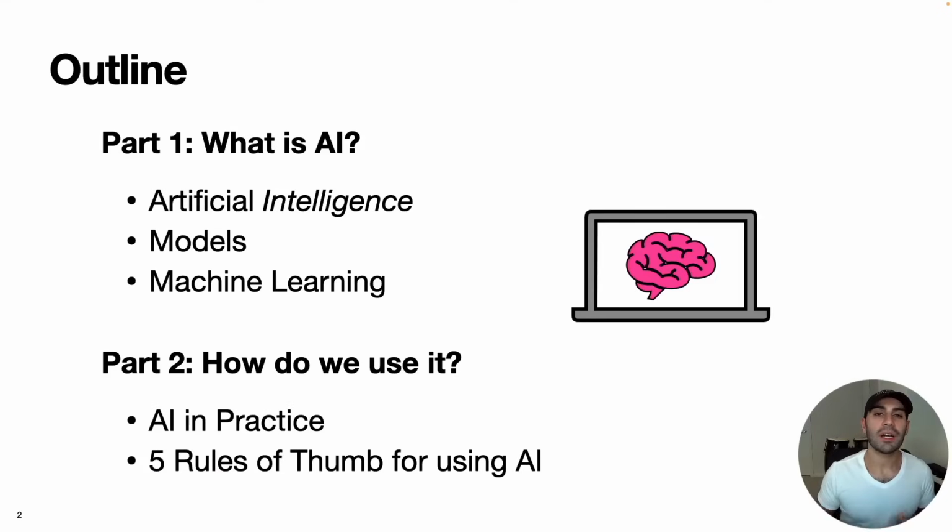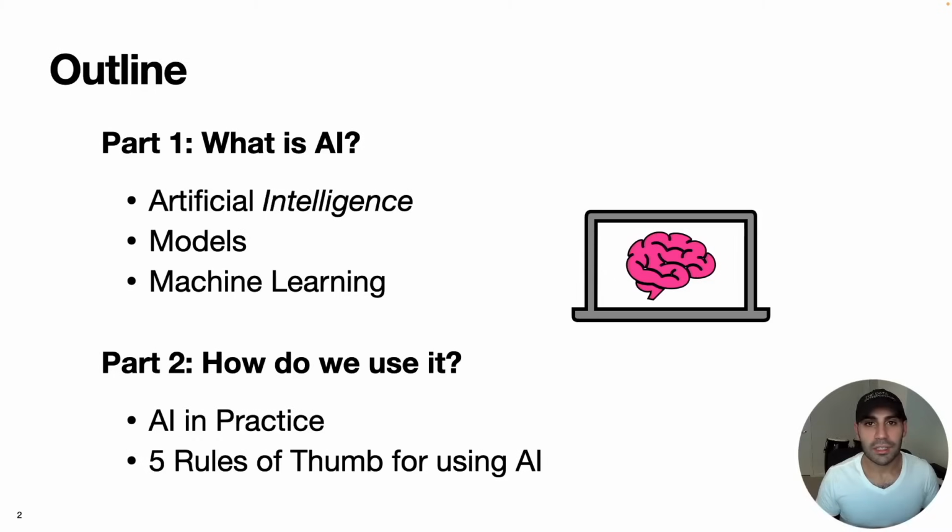So in this video, I'm going to be talking about two main things. In part one, I'm going to be answering the question, what is AI? And along the way, defining some key terms, such as artificial intelligence, which is what AI stands for. We'll be talking about models and why those are important for AI. And then finally, we'll be talking about machine learning.